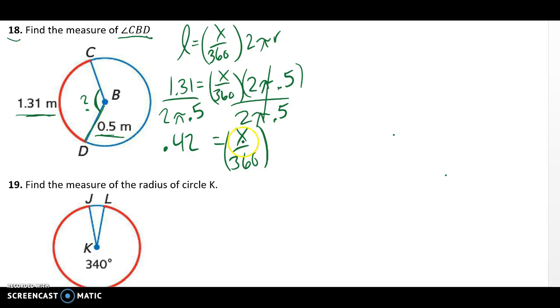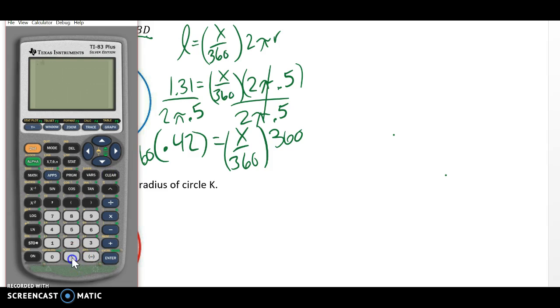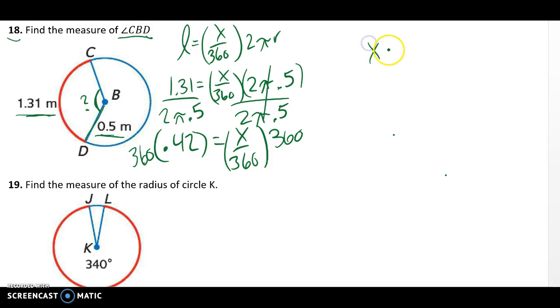And then we know our last step to get this x by itself is being divided by 360. We got to do the opposite. We got to multiply by 360 on each side. Okay, so then 0.42 times 360, all right, we'll get x. And since it's a measure of an angle, we'll just round to the nearest degree. So x will be 151, and that's in degrees.